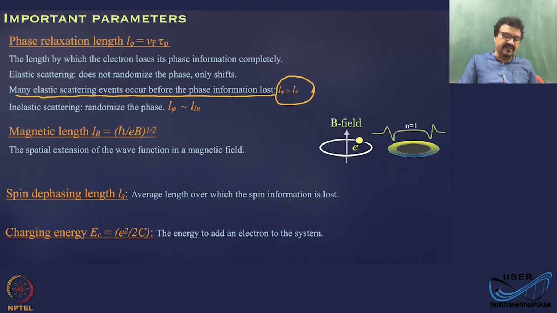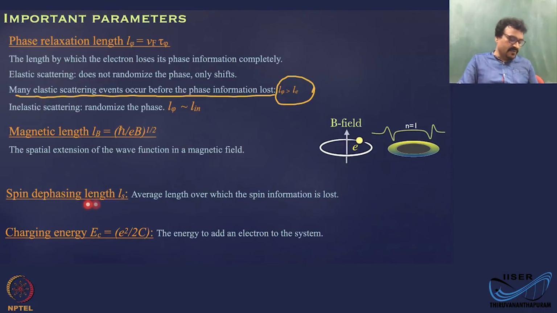Applying a magnetic field will cause the electrons to undergo a simple harmonic motion. So the application of a magnetic field is kind of setting up a harmonic oscillator, a parabolic potential well, and the magnetic length is defined by this term: (h bar by eB) raised to the power 1 by 2.